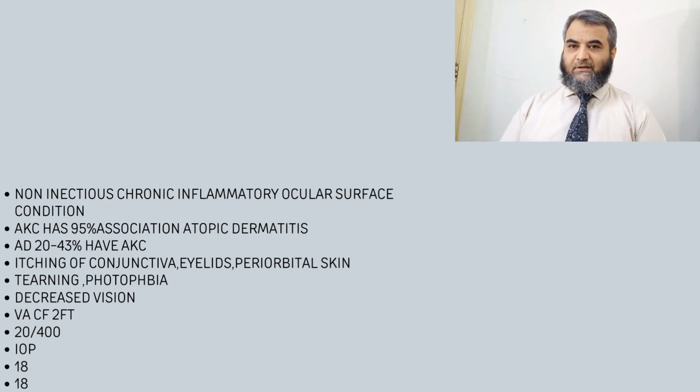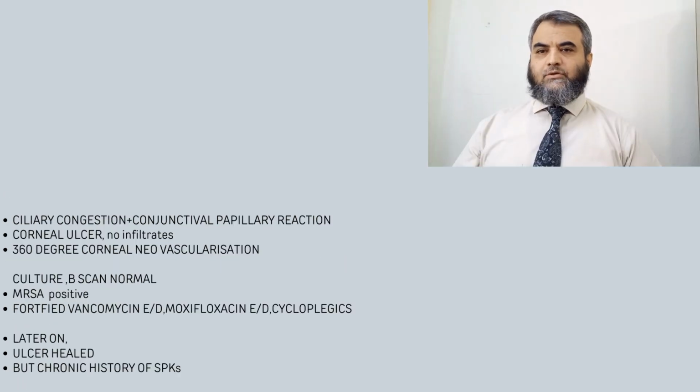As I mentioned and showed you in the different photographs, this patient presented with severe pain, photophobia, decreased vision, and ropey-like discharge, and the vision was decreased to counting fingers at 2 feet in the right eye. The IOP was normal. As per our protocol for a patient coming with a corneal ulcer, we first go for culture and sensitivity and Gram staining, to see whether any infective element is there or not.